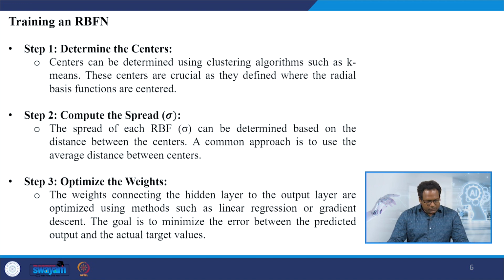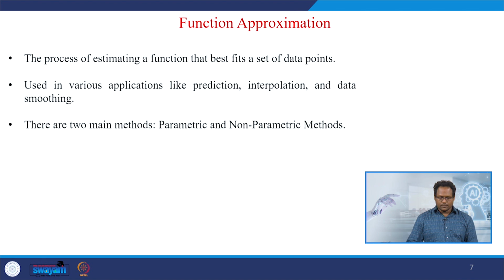Now, the final step, step 3, is to optimize the weights. The weights connecting the hidden layer to the output layer are optimized using methods such as linear regression or the gradient descent method. The goal is to minimize the error between the predicted output of the network and the actual desired output given to the network.